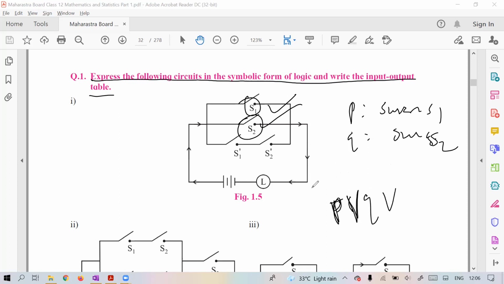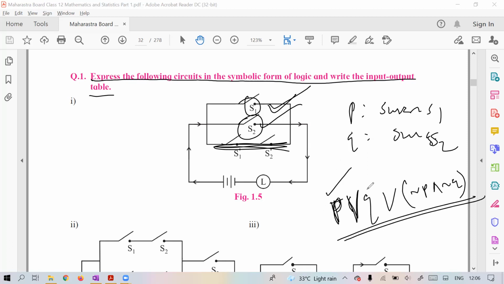Then this third one is also in parallel. S1 dash and S2 dash: S1 dash is not P, and this is in series with not Q. So it is not P and not Q. So this is the symbolic form: P or Q, with P for S1, Q for S2, and not P and not Q for this one. So not P, why not P?